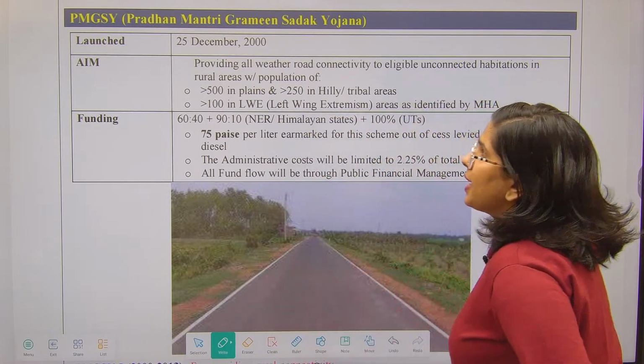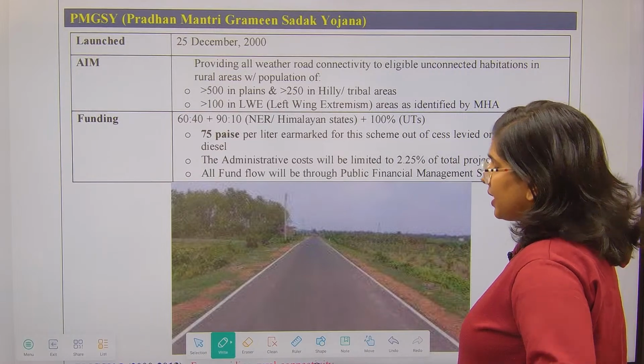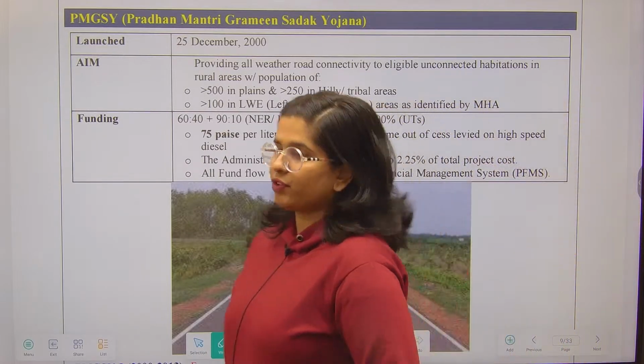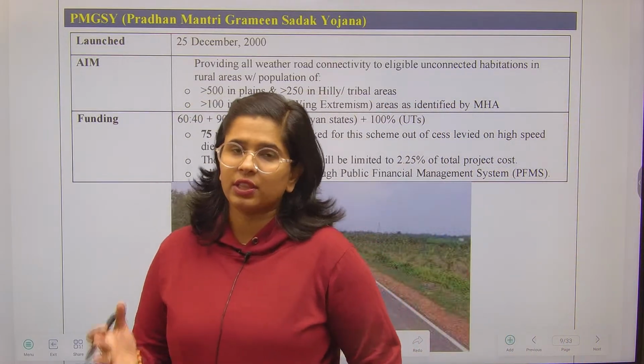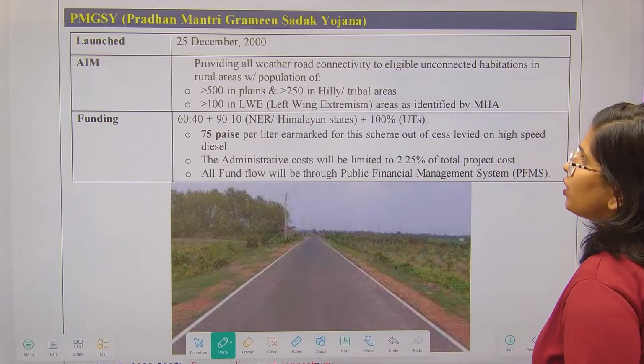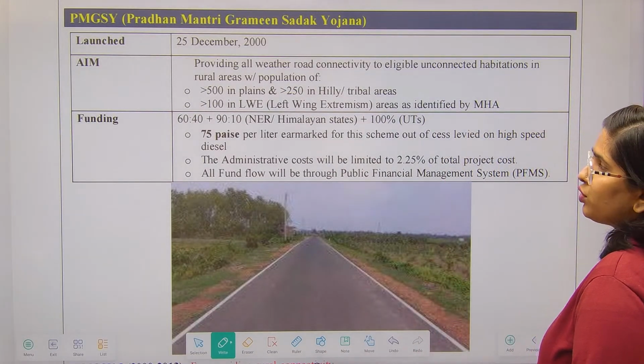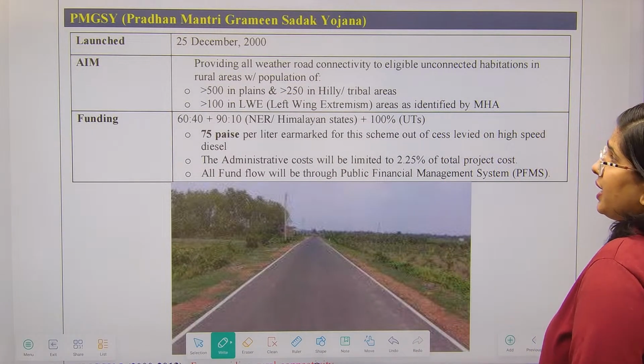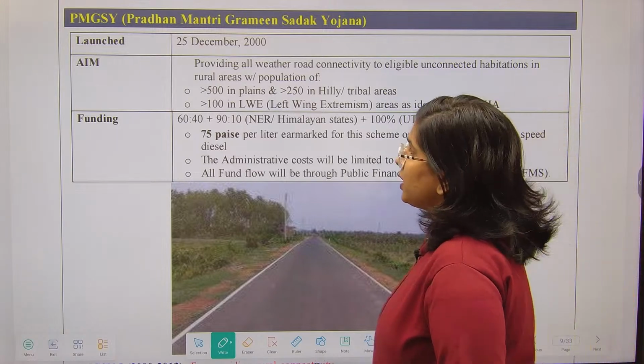So we are starting with the Pradhan Mantri Gramin Sadak Yojana. After we have covered the infrastructure and all, this particular segment is totally focused on the schemes for rural development. So this particular scheme was launched on 25th December. The year was 2000, right? What was the aim of this particular scheme?